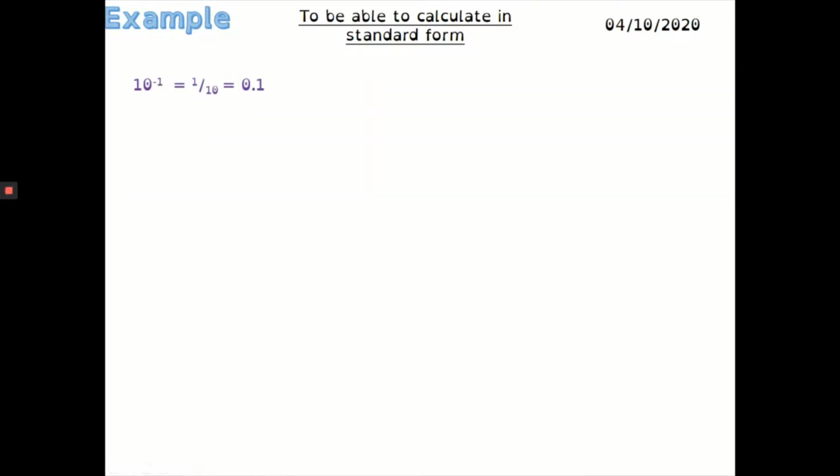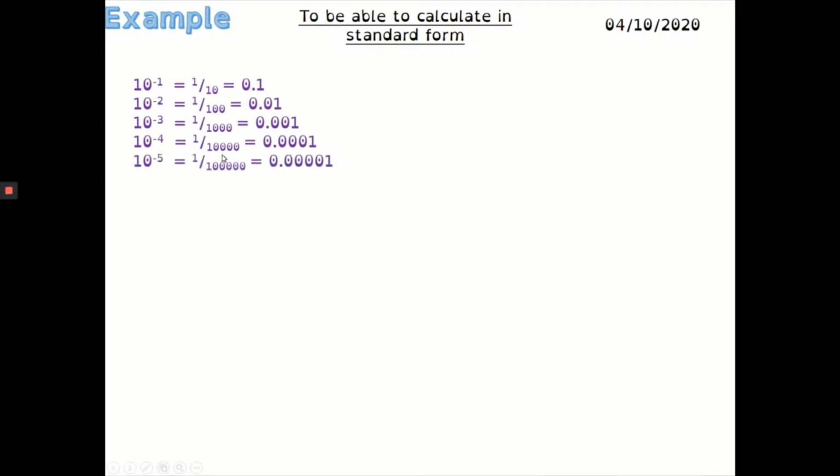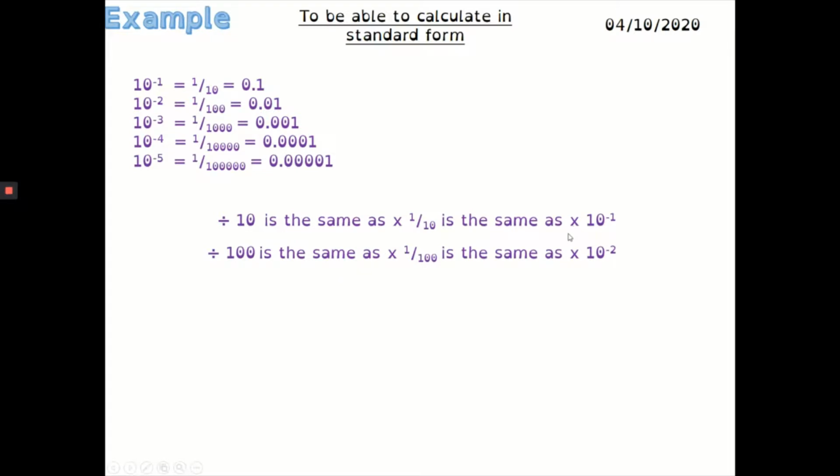Now, the advantage we've got is that you can use negative powers. 10 to the power of negative 1 is the same as a tenth. 10 to the power of negative 2 is the same as a hundredth, and so on and so forth. Dividing by 10, which is what you're doing when you're moving the decimal point to the left, is the same as multiplying by a tenth, so it's effectively the same as multiplying by 10 to the power of negative 1. Dividing by 100 is the same as multiplying by 10 to the power of negative 2. Dividing by 1,000, 10 to the power of negative 3.